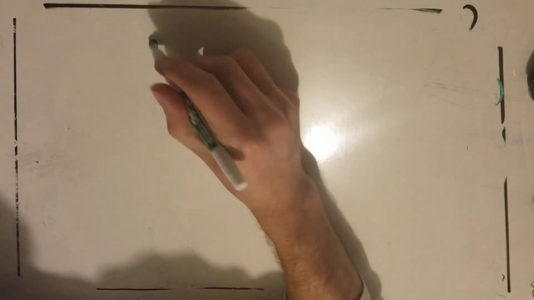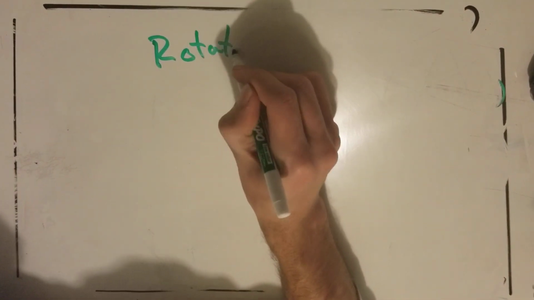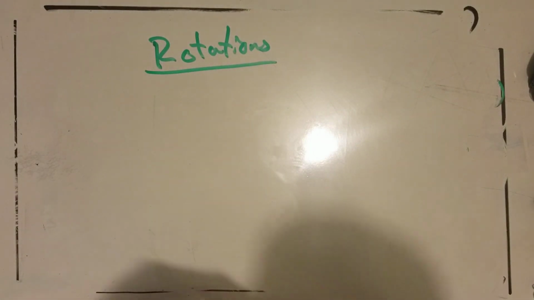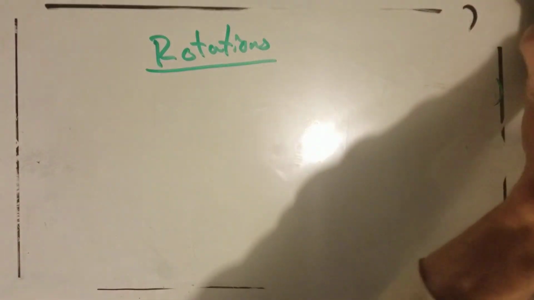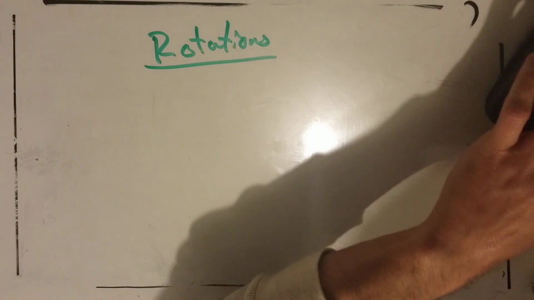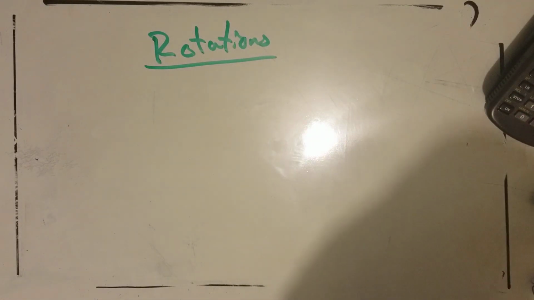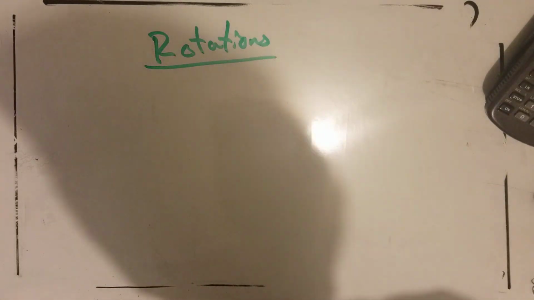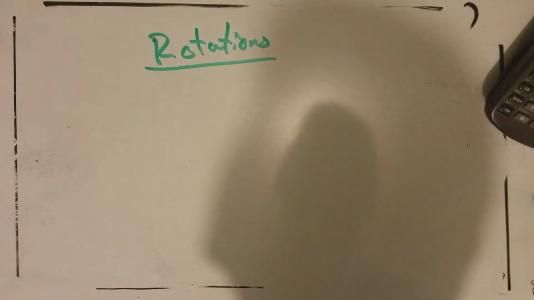On to rotations. So rotations, we're going to use a little bit of trig with these, so you can grab your calculators if you have one at home. If not, you can find a graphing calculator on the internet that'll work for you. So on to slide 10. Slide 10 talks about a rotation.